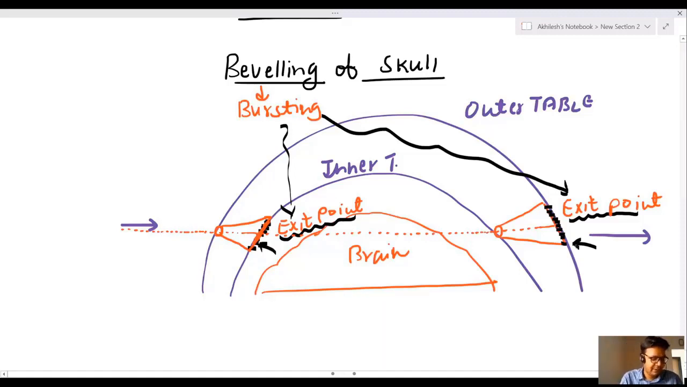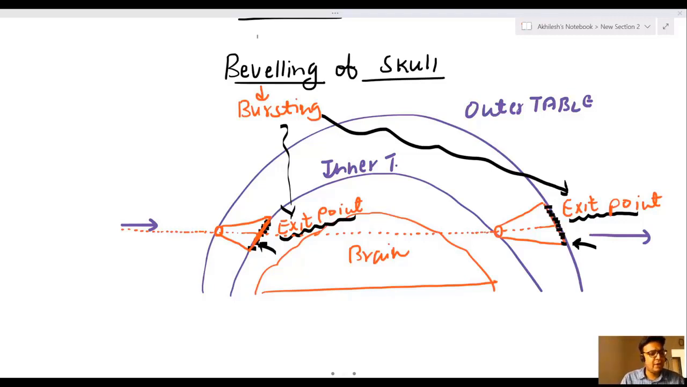Now you have understood. Beveling is a bursting. Whenever a bullet enters a table, it enters as a small hole. But at the exit point, it makes a big hole, it bursts. At the exit point, it is making bursting of the table. Now let me do your repetition, it is very important.